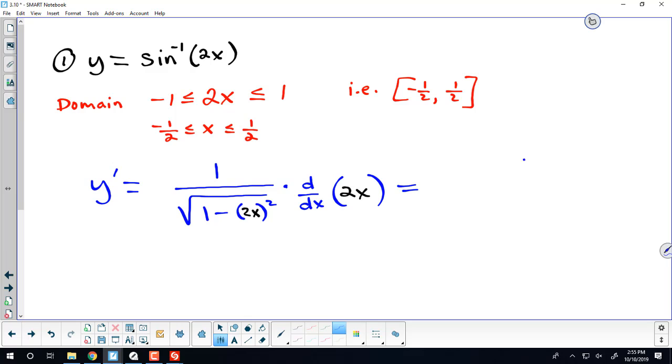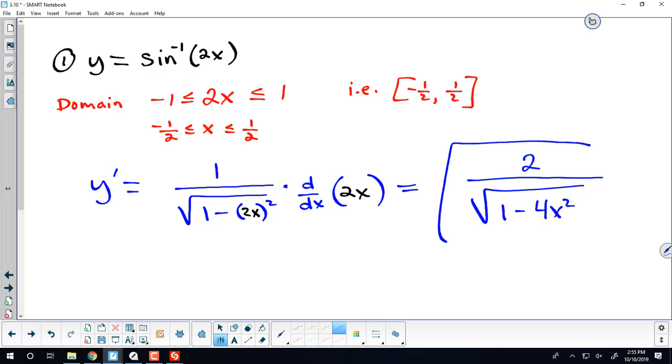So if we've got 2 over the square root of 1 minus 4x squared, that's the derivative of the inverse sine. Just be mindful, we said the domain of the inverse sine of 2x was the closed interval from negative 1/2 to 1/2. When we talk about the derivative, are there some numbers in that interval that are issues with the derivative itself?